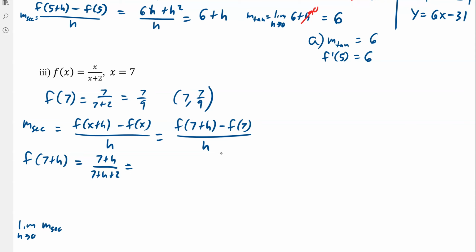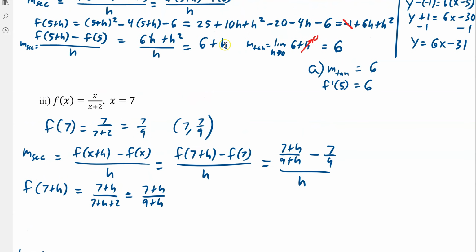And this becomes (7 plus h) over (9 plus h). Now, here's the difference when you plug these in, and this is why we're doing a rational. Our f of 7, that's the second one here, is 7/9. We plug them in. You see that they don't cancel right away. They're going to, because we need to make sure this h cancels. That's the goal on every single one.